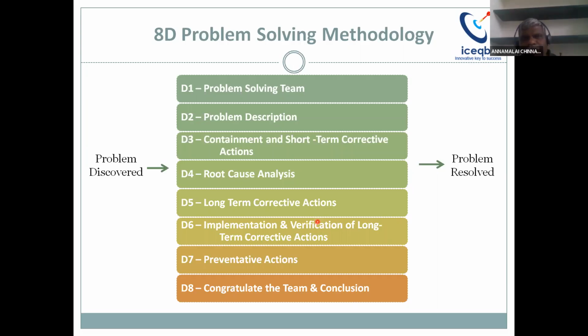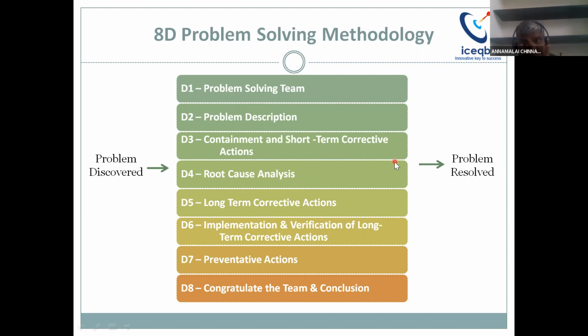So when we talk about the different 8 steps, you can say it is a sort of a SIPOC diagram, an input-output diagram. Whenever a problem has been discovered, we just follow these 8 steps, and then we find that the problem is resolved. So the problem was discovered, we take these 8 steps, and after taking the 8 steps, we find that the problem is resolved. So what are the 8 steps?